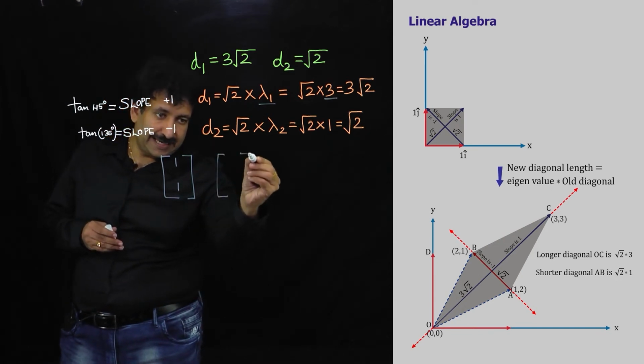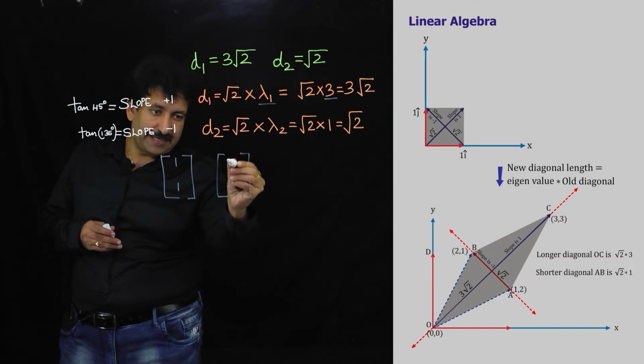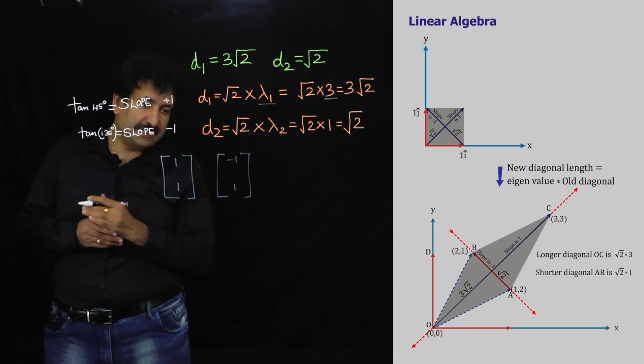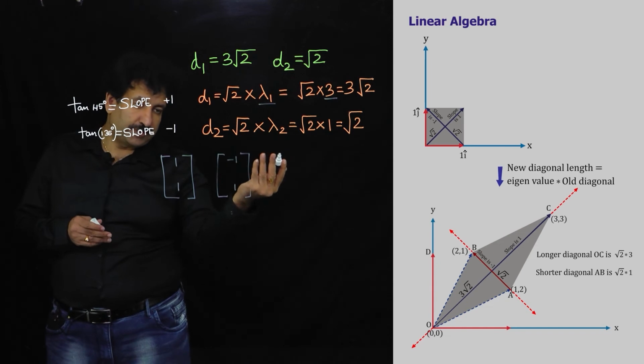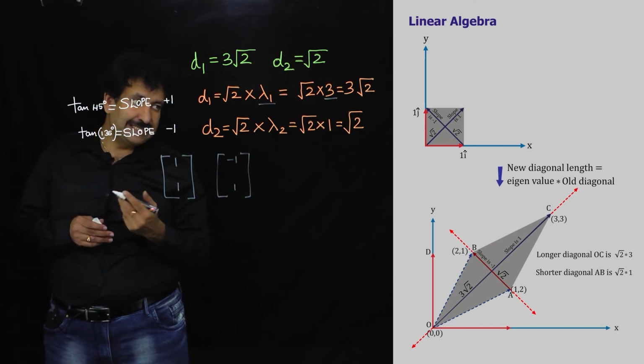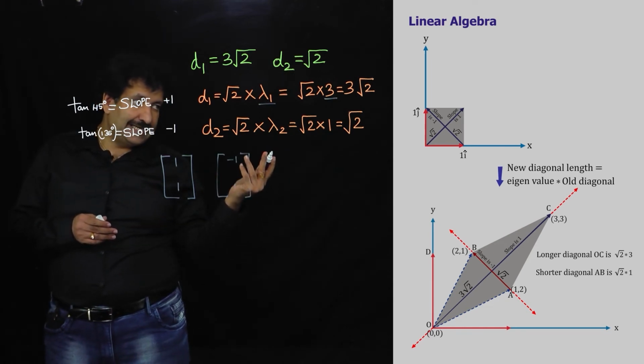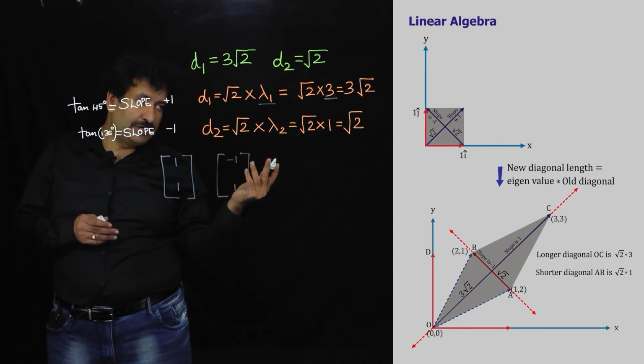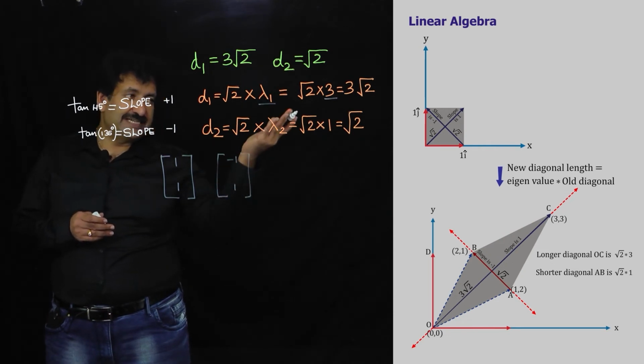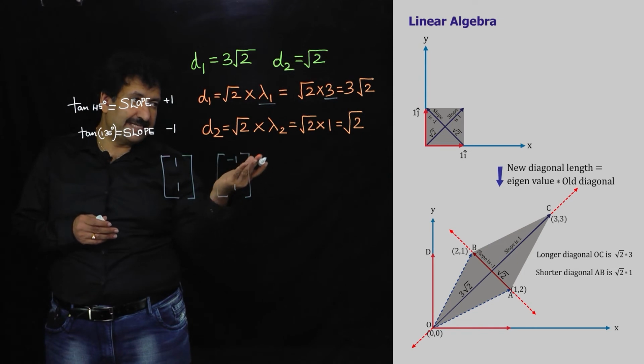And as far as the eigenvector 2 is concerned, that is given by -1, +1, or you can also choose +1, -1, it does not matter, and you can see that it is actually perpendicular to the first diagonal. The span of that eigenvector is perpendicular to the first diagonal.